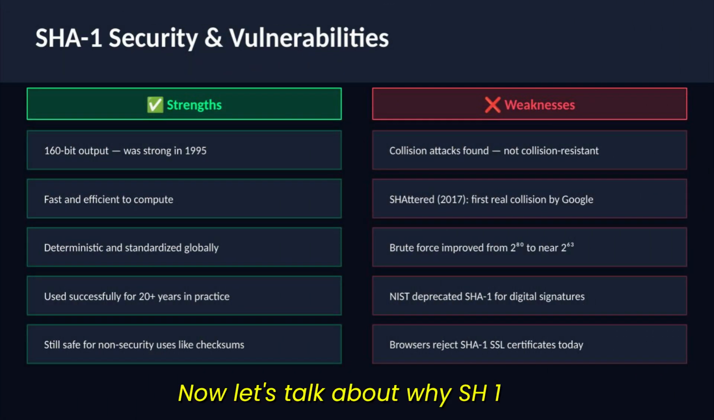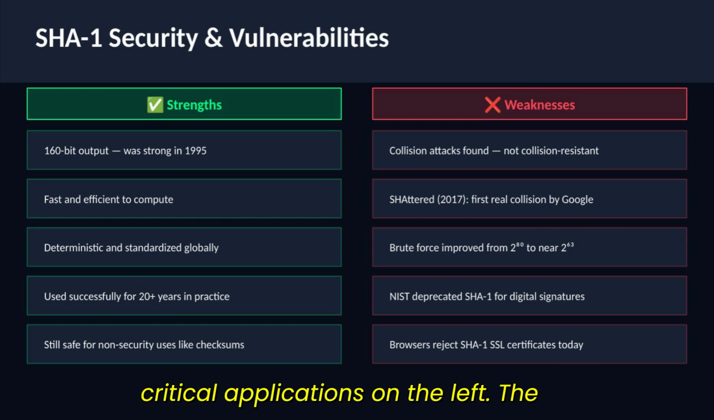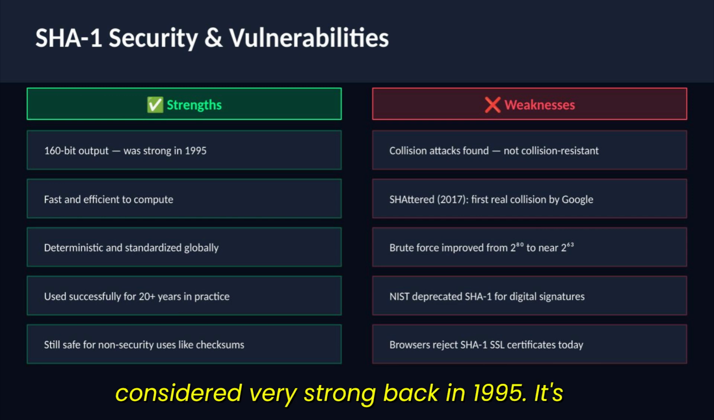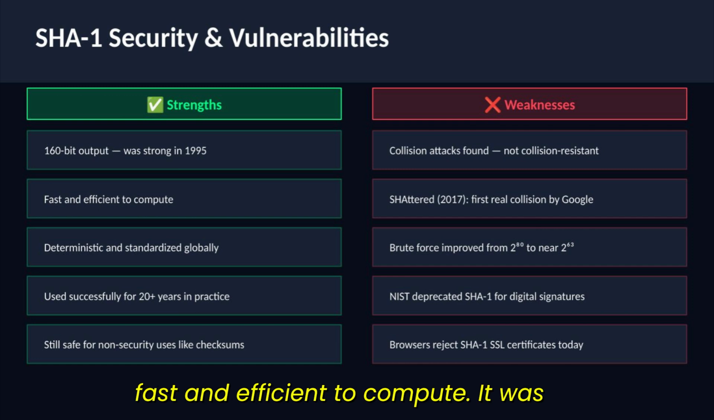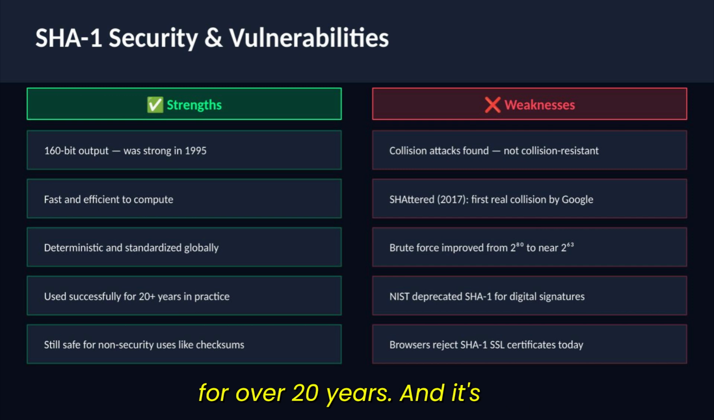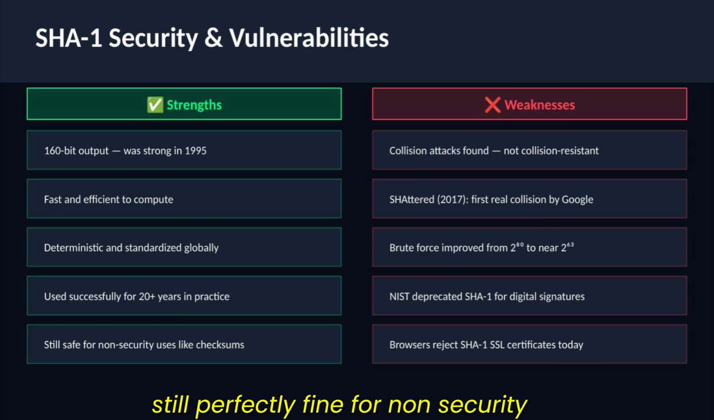Now let's talk about why SHA-1 is no longer considered secure for critical applications. On the left, the strengths. SHA-1's 160-bit output was considered very strong back in 1995. It's fast and efficient to compute. It was standardized globally and worked reliably for over 20 years. And it's still perfectly fine for non-security uses like checksums.